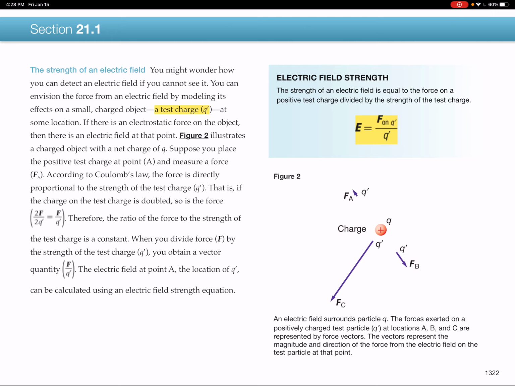So as you can see here in figure 2, in this particular case, we have the charge in red. This is the charge that is creating the electric field. The small charge in different locations around that red charge is going to feel a force that is radiating away from that charge. Based on this, we would be able to draw diagrams of electric field, which I'll show you in a little while.